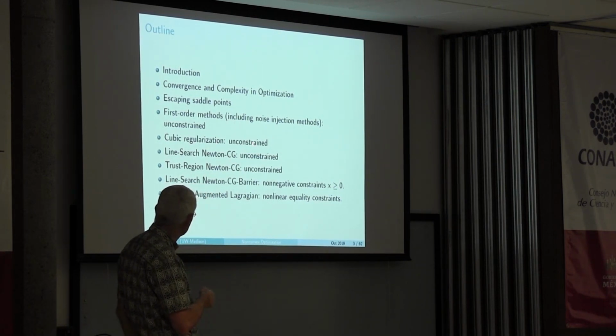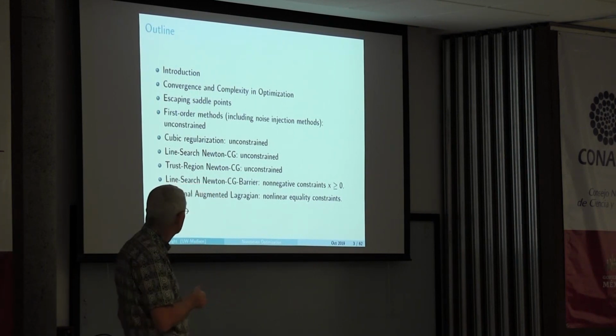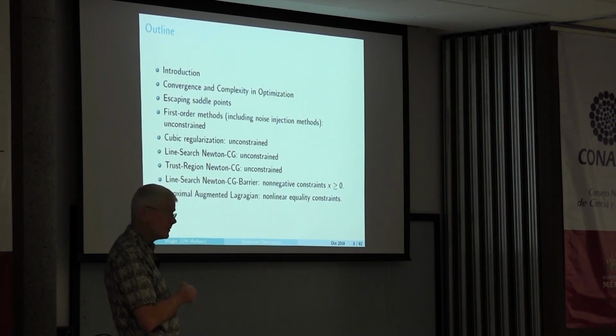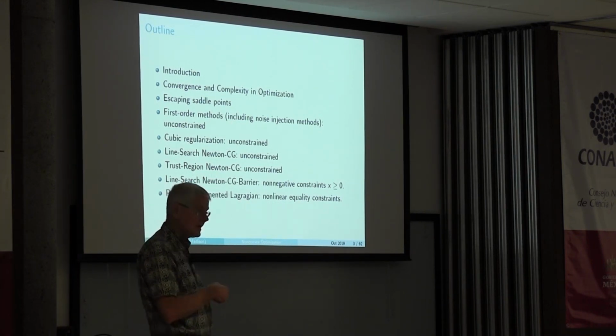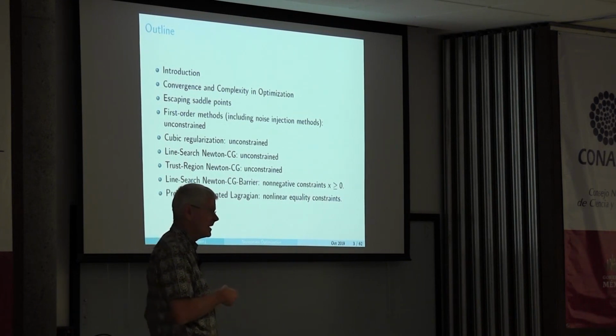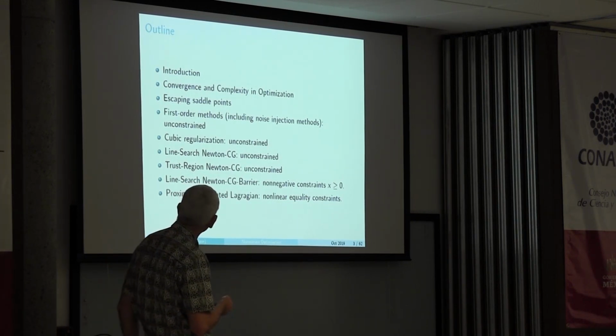And then I'll talk about an algorithm that was proposed about 12 years ago, cubic regularization, and then say a little bit about these classical methods, line search, trust region, Newton's method, and I'll explain what those are in a moment. And then say a little bit about extensions to problems with constraints, which is quite a lot more difficult.